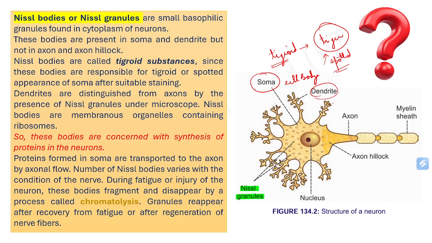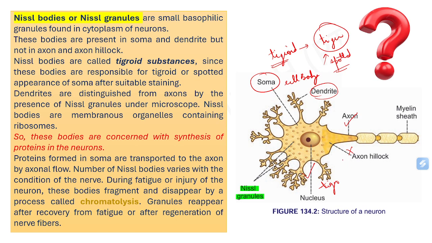After you stain a neuron cell under a microscope using stains or dyes, you see that the dendrites are distinguished from the axons by means of these Nissl bodies. When you stain a neuron, the Nissl granules give a tiger-like appearance, whereas the axons do not give a tiger-like appearance since they don't have the Nissl granules. Hence, you can separate the axon from the neuronal cell body.